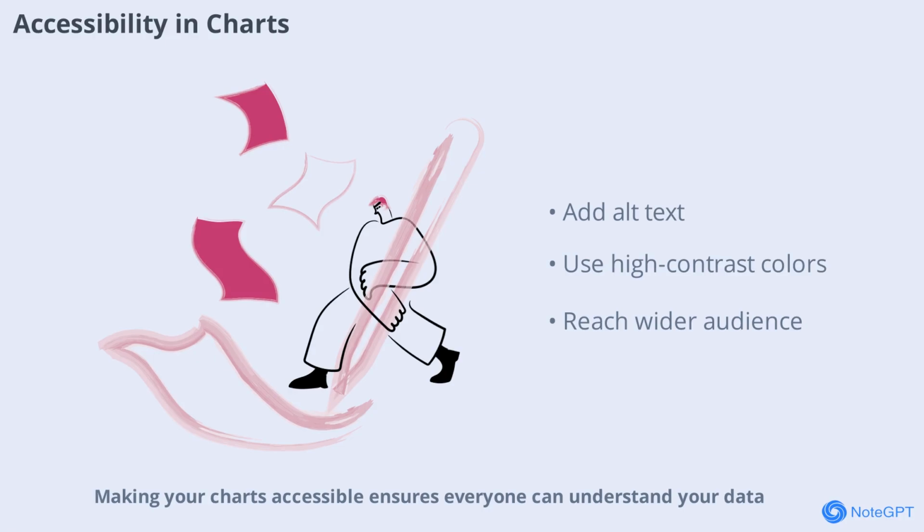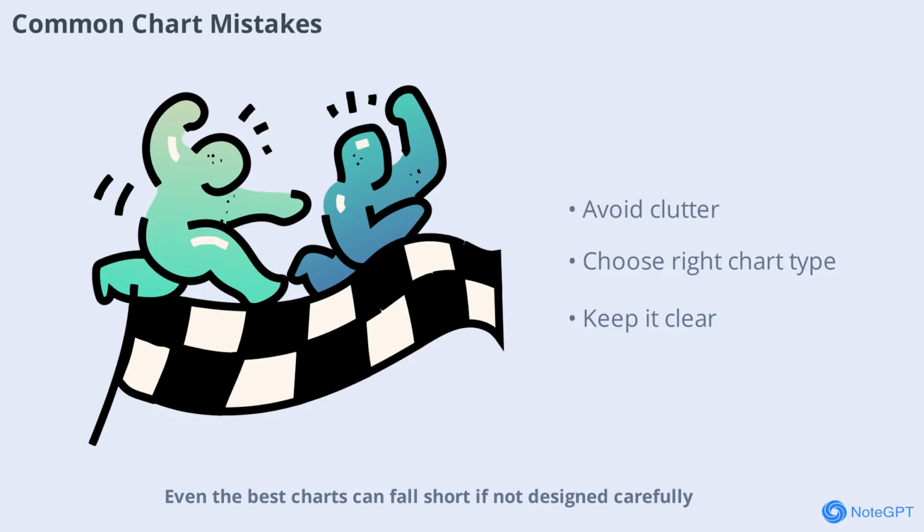Making your charts accessible ensures everyone can understand your data, including people with visual impairments. Excel provides tools like alt text, high contrast colors, and readable fonts to improve accessibility. Taking a few extra steps to make your charts inclusive helps you reach a wider audience and ensures your message is clear to all.